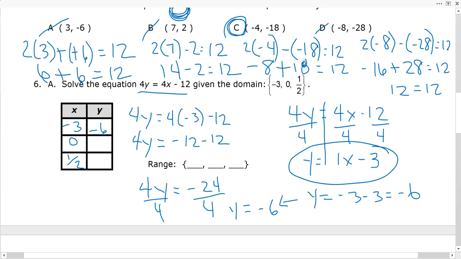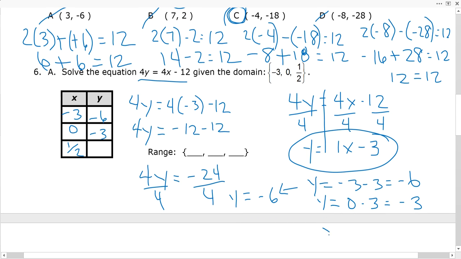But when I do x equals 0, I can do 0 minus 3 equals negative 3. So this one's negative 3. And I can do, always running out of room, y equals 1/2 minus 3 equals negative 2 1/2, 2.5, whatever you end up with. Usually if the x is a fraction, I'm going to leave my y a fraction. So my range is going to be negative 6, negative 3, negative 2 1/2.